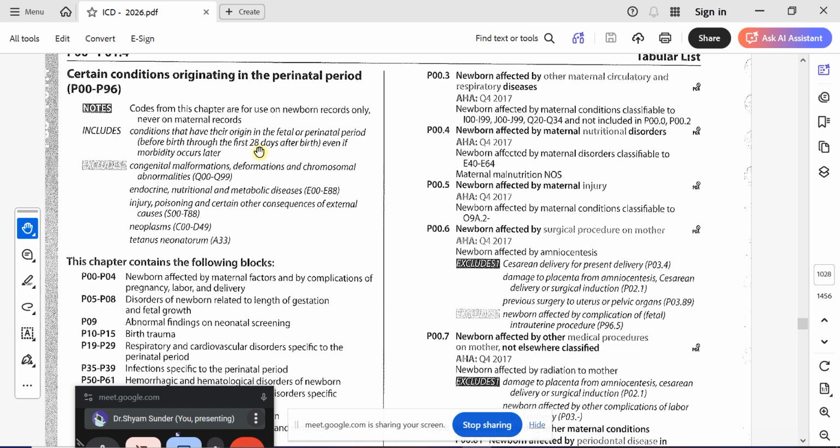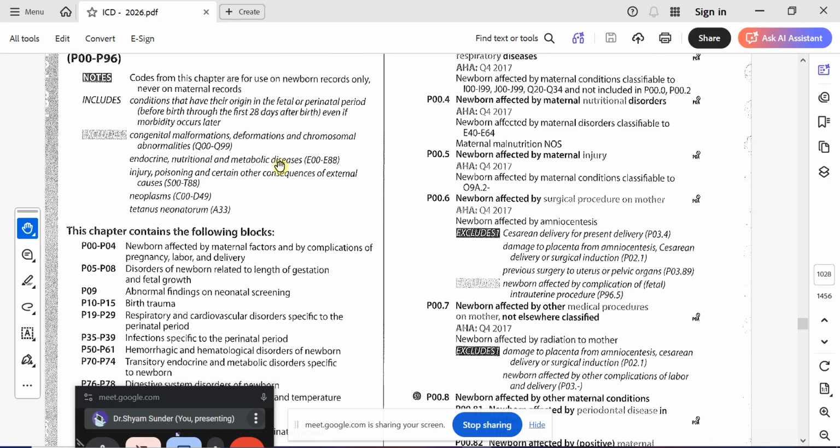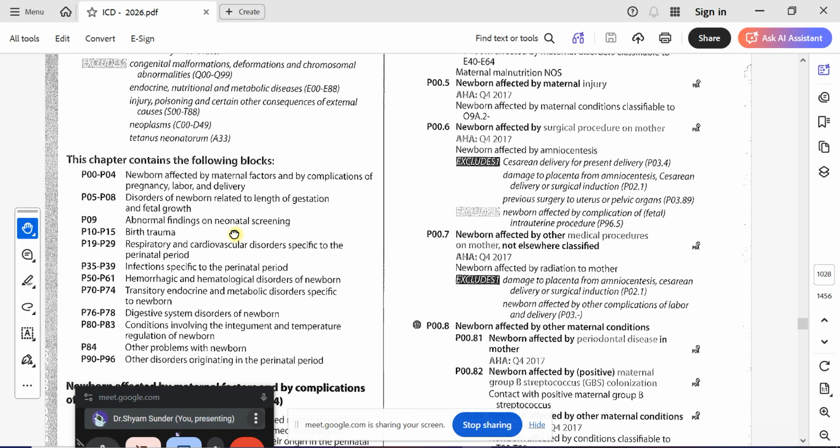And we have this specialty called neonatology. And the specialist is a neonatologist, right? When the baby is born, the baby is examined by a neonatologist or pediatrician. So you can remember P for pediatrics. That's how it is.